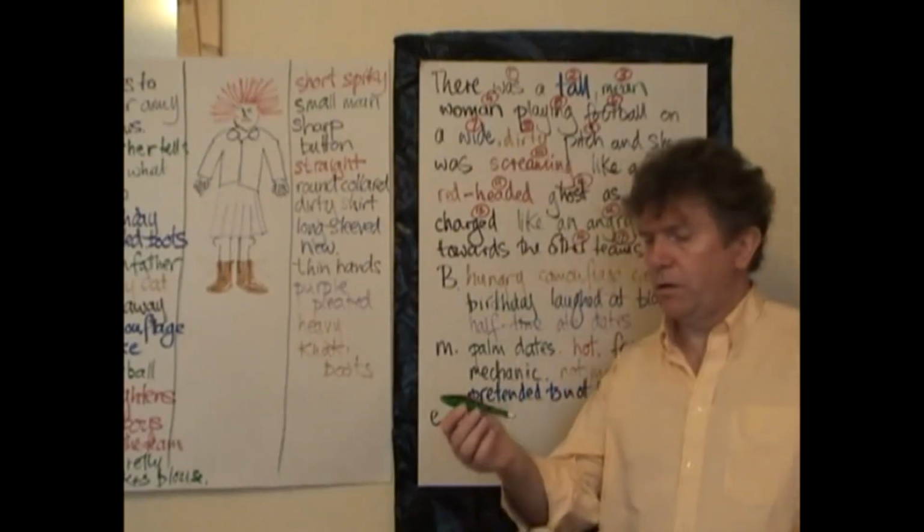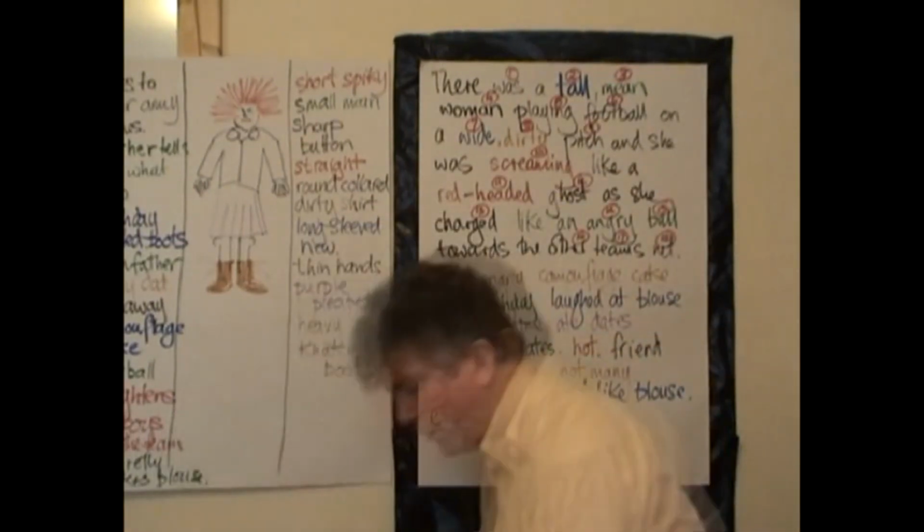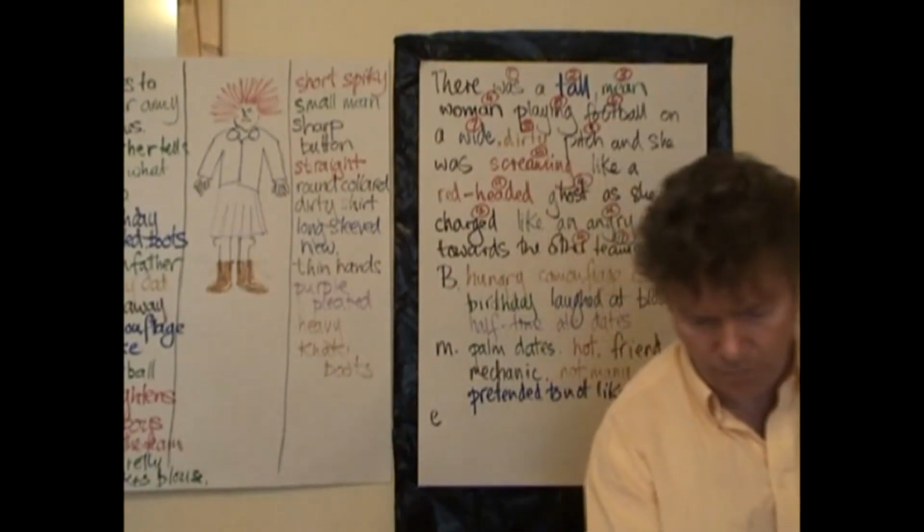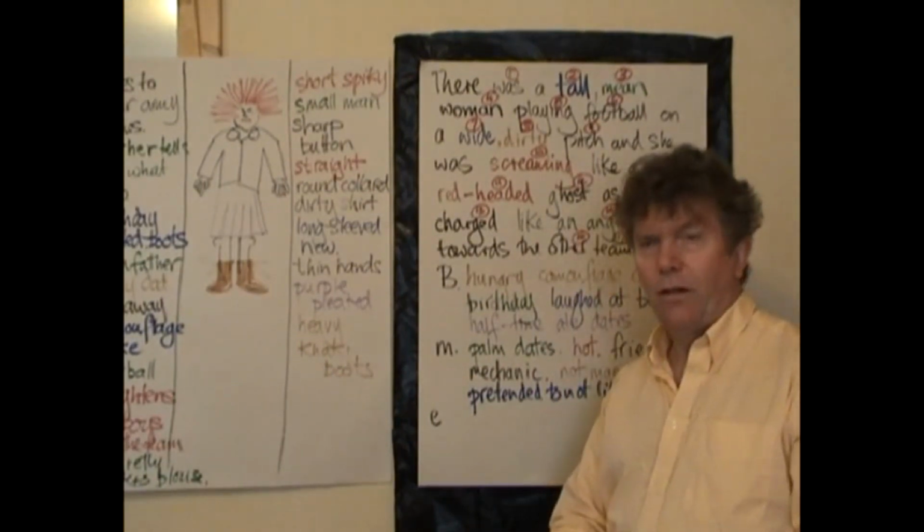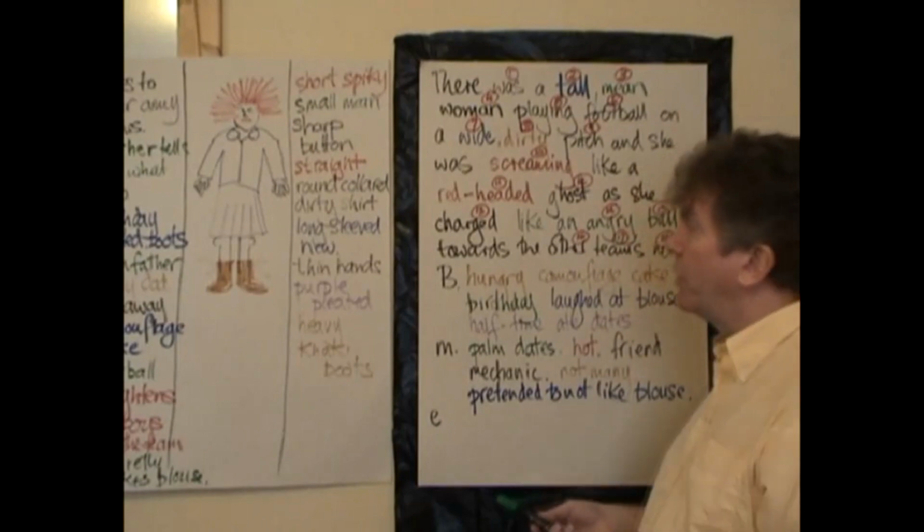Fish. There's a fish, and it's a pen. So if there are dates and palms, how could we use the fish? Well, how could we use the fish?